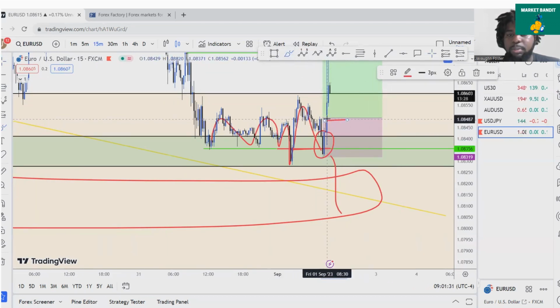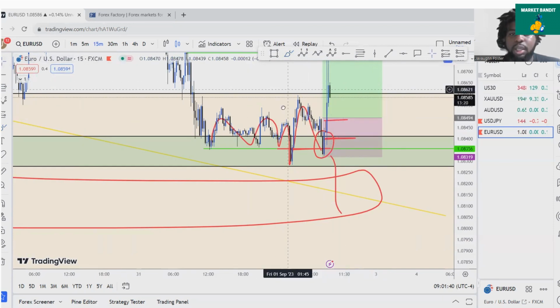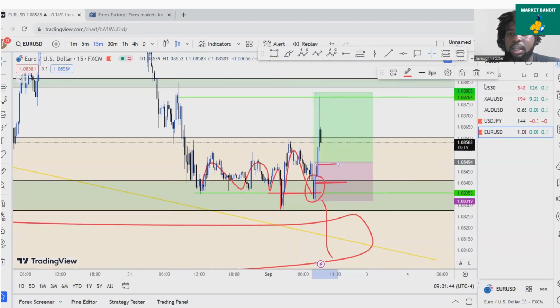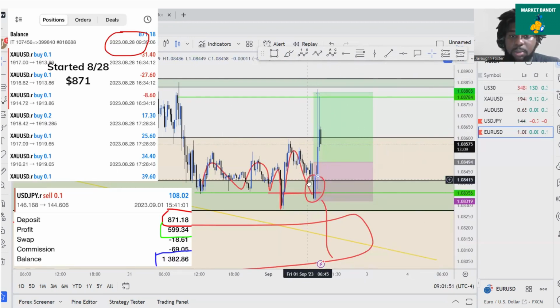here. The spread put me a little higher, and then when price went back down a little bit, I entered here and took a second position. So I had two positions on this trade, and then I let the market run, and it smashed my target, guys.